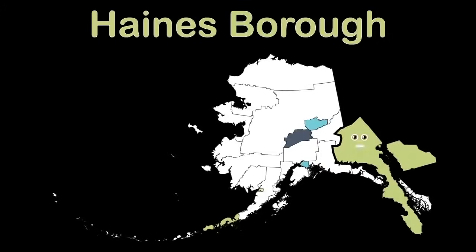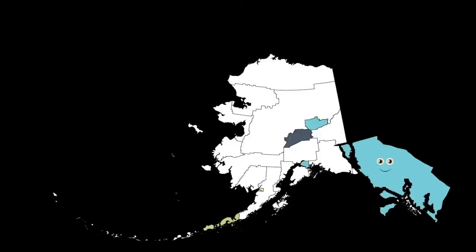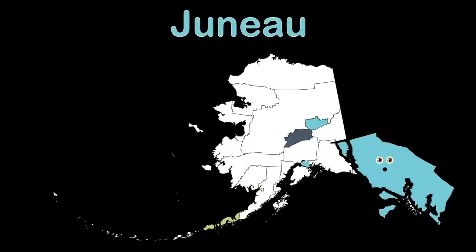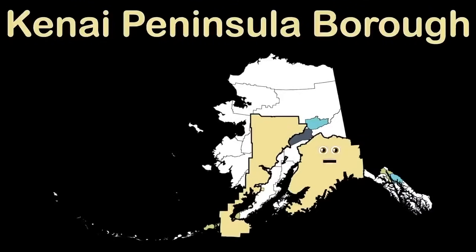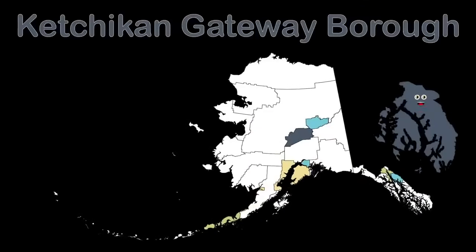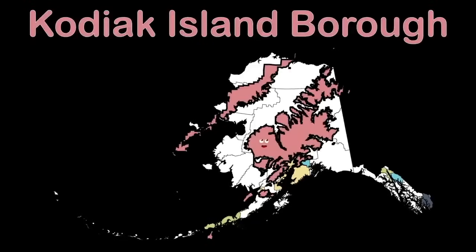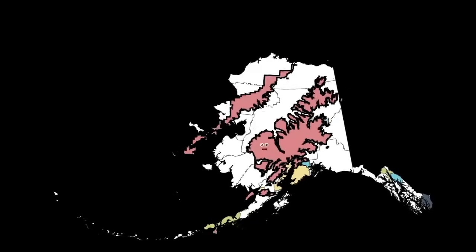Haines Borough has Tongass National Forest. Juneau City's Alaska's remote capital. This is the Kenai Peninsula, also a borough. Ketchikan Gateway is a borough in the southeast. Kodiak Island Borough touches the Gulf of Alaska Sea.